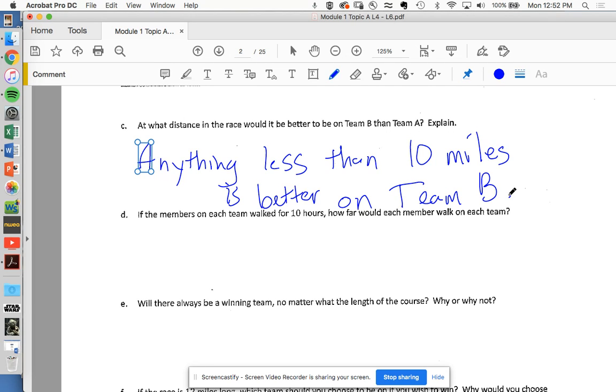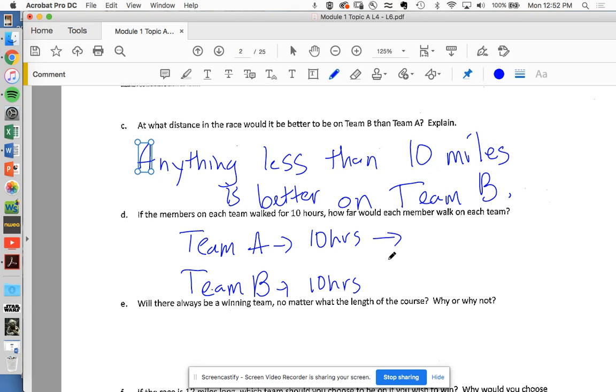Now, if the members on each team walk for 10 hours, how far would each member walk on each team? So we've got to look at both teams. We'll do Team A. We'll look at Team B. And we want to know what for each one? How many hours? 10 hours. So what's our distance after 10 hours if we're on Team A? Now, what was that special thing about Team A?